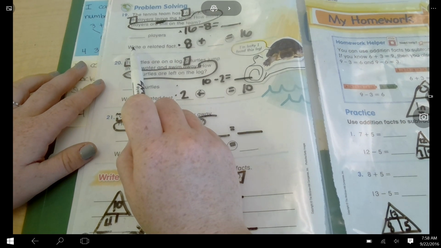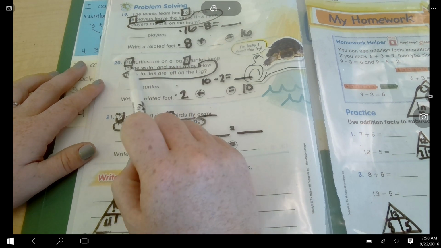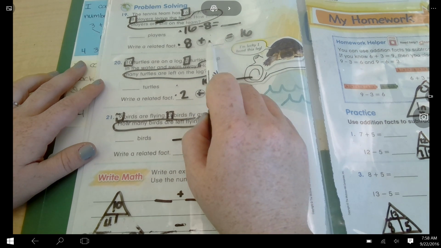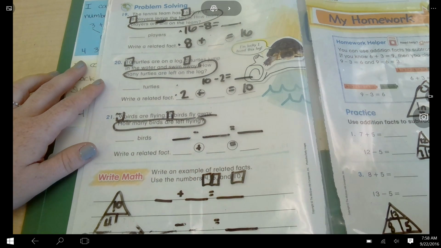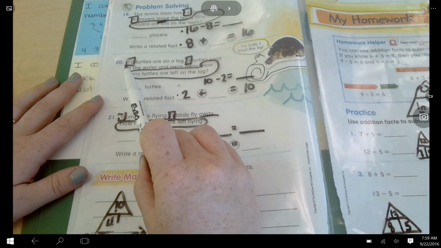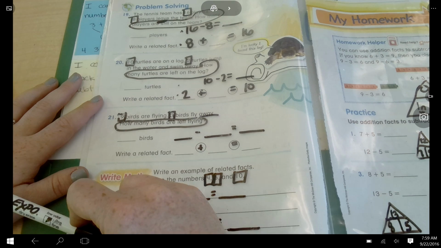And then at the bottom it says, write a related fact. 8 plus whatever this answer is going to go here. 8 plus something equals 16. That's the related fact. Pause the video, solve that problem.